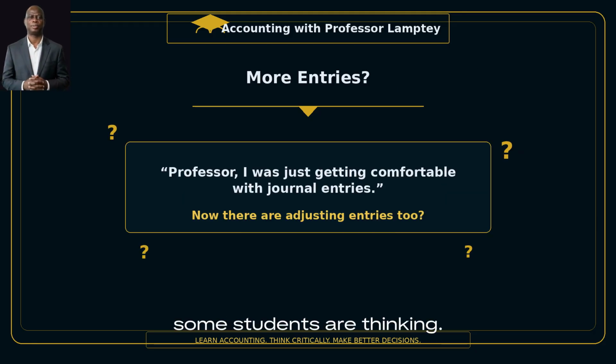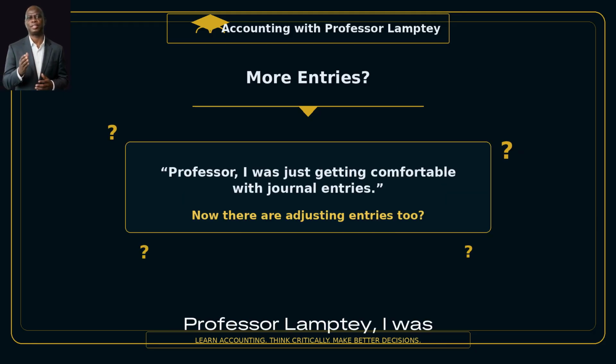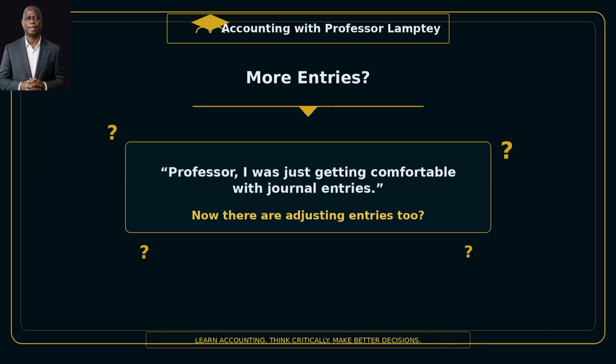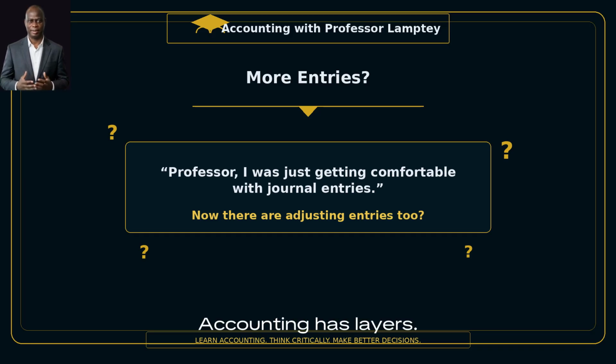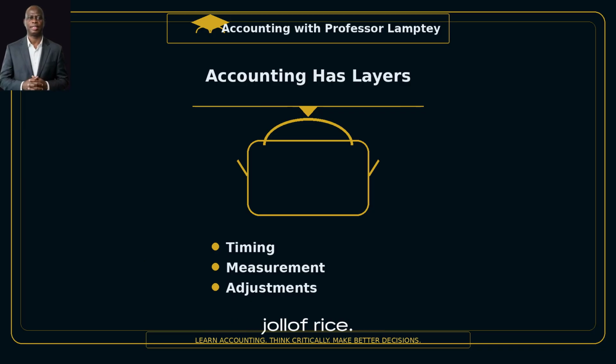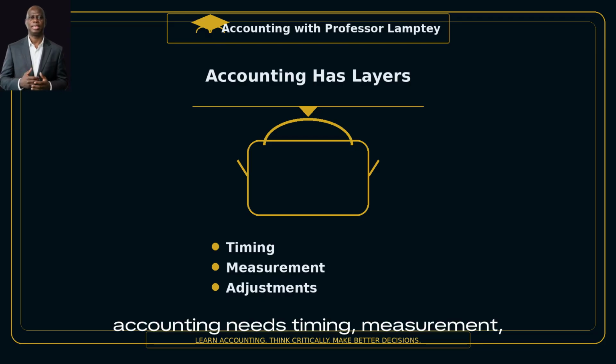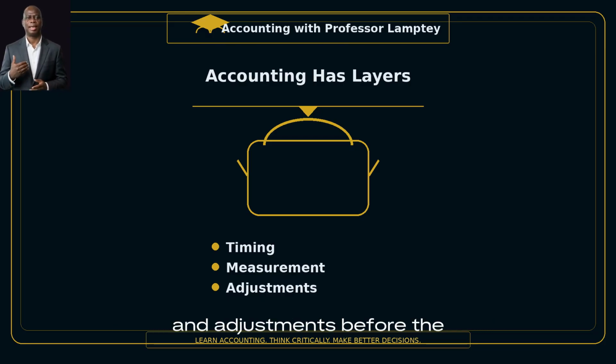Now, I know what some students are thinking. Professor Lamptey, I was just getting comfortable with journal entries. Now you are telling me there are adjusting entries too? Yes. Accounting has layers. It is like cooking jollof rice. You do not just throw rice in a pot and hope for the best. You need timing, seasoning, heat, and patience. In the same way, accounting needs timing, measurement, and adjustments before the financial statements are ready.